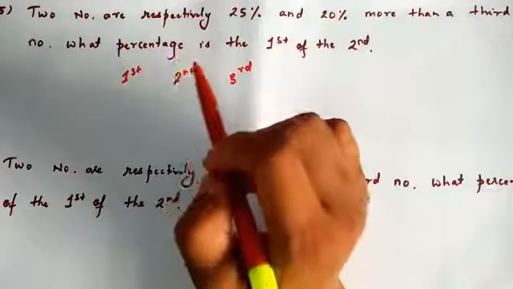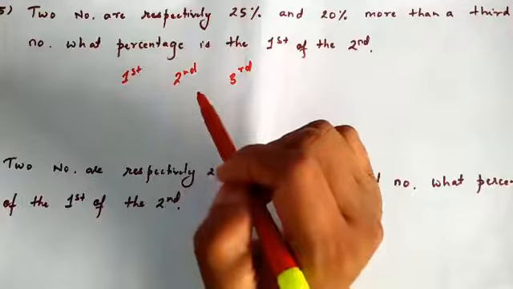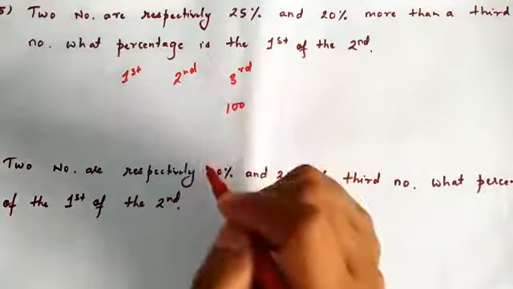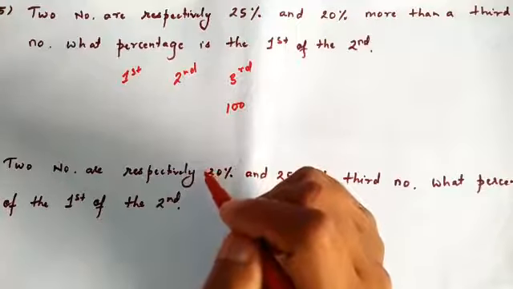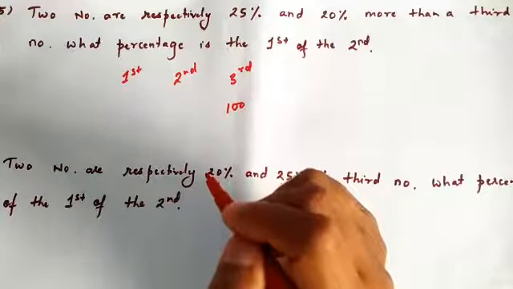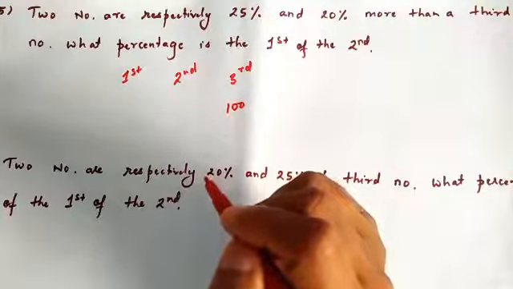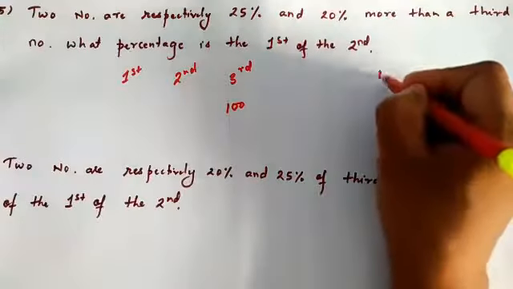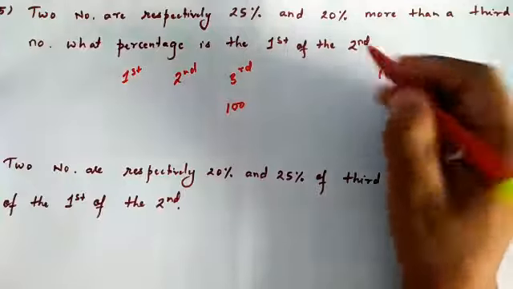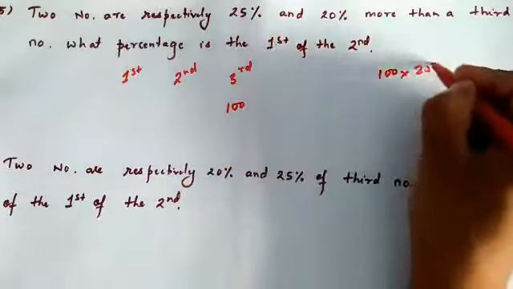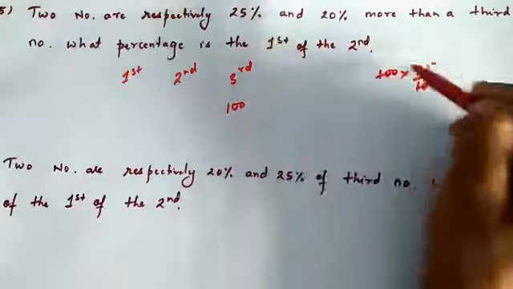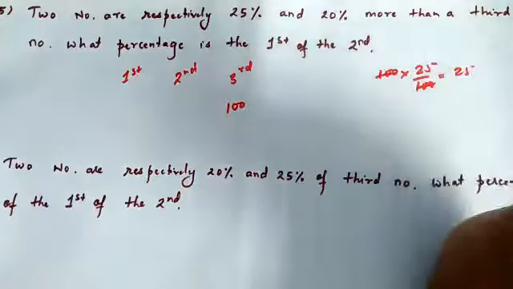Now in this case we don't know the third number, so we'll just consider 100 as the third number. Why am I considering 100 as the third number, even though I can consider lots of numbers like 1000, 12, 10, anything? Because if I have to calculate 25% of 100, that is 25. It's very much easy to calculate for me.